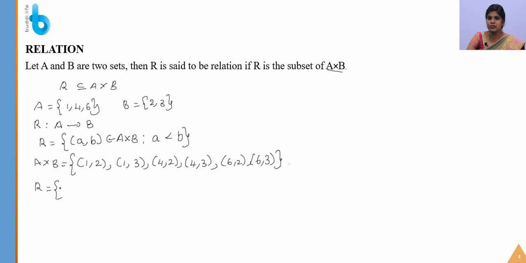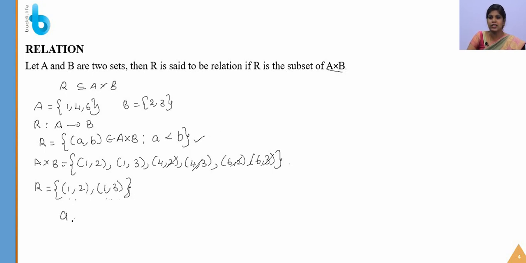1 is less than 2, so you can include. 1 is less than 3, so you can include. 4 is greater than 2, so we cannot write this. 4 is greater than 3, so we cannot write this also. 6 is greater than 2, so we cannot write. 6 is greater than 3, so we cannot write. So these two elements are only in the relation. Okay. So in the relation only these two elements are going to be, that is only these two elements satisfy the condition for the relation.